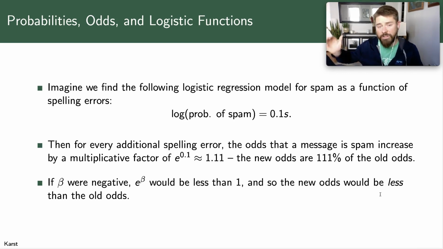If I go from 11 to 12, they go up by 11% of that new value. If I go from 12 to 13, they go up by 11% of that most recent value, over and over and over. So this is a multiplicative change every single time we increase by 1. So for instance, just to drive this home, if I were to introduce 2 spelling errors, it would not go up by 22%. It would go up by e to the 0.1 squared, or e to the 0.2.